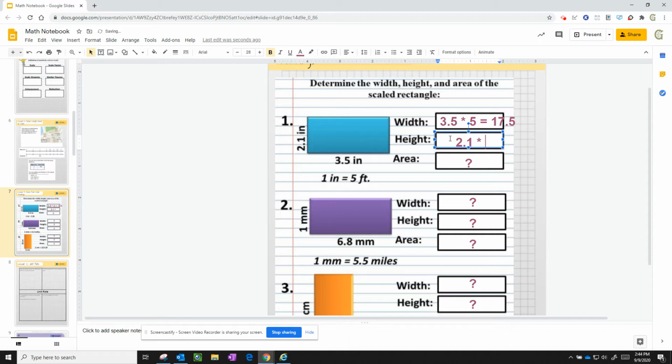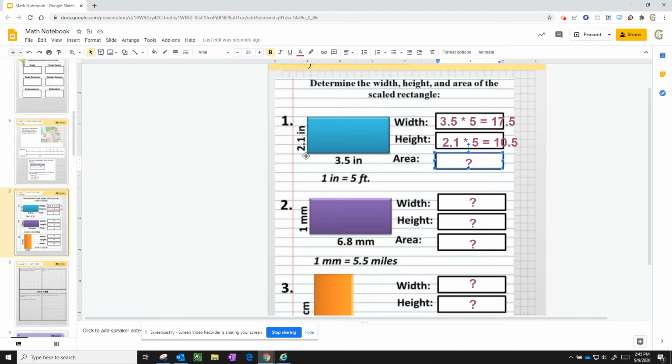And then I need the scale factor. So down here, it's still the 1, so it's still going to be 5. Equals, so put in my calculator, 2.1 times 5 equals 10.5. Okay? So now I'm going to use those numbers to find the area.